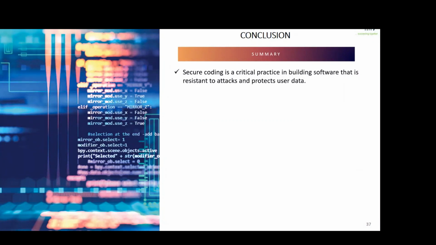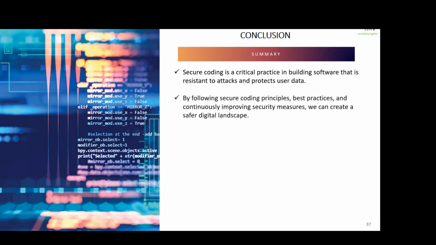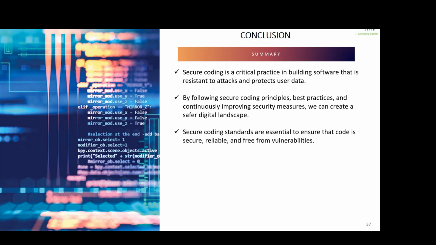In conclusion, just to summarize what we've talked about, secure coding is a practical practice in building software that is resilient to attacks and protects user data. By following the secure coding principles, best practices, and continuously improving security measures, we can create a safer digital landscape. Secure coding standards are essential to ensure the code is secure, reliable, and free from vulnerabilities. Remember, this was our first slide. Make sure that your code is secure, your code is reliable, and it's free from vulnerabilities.